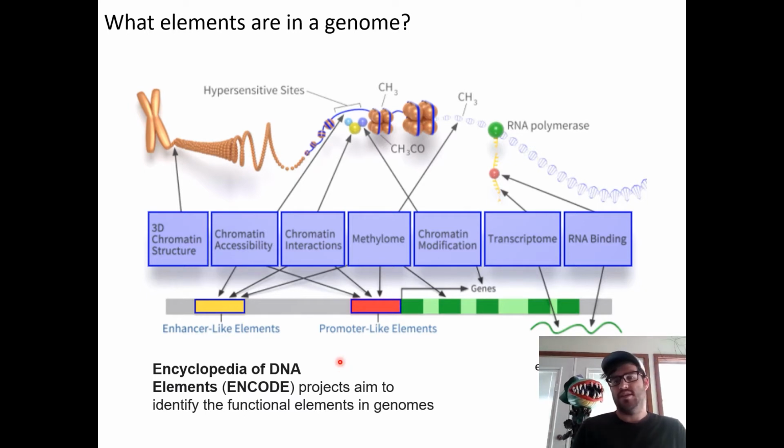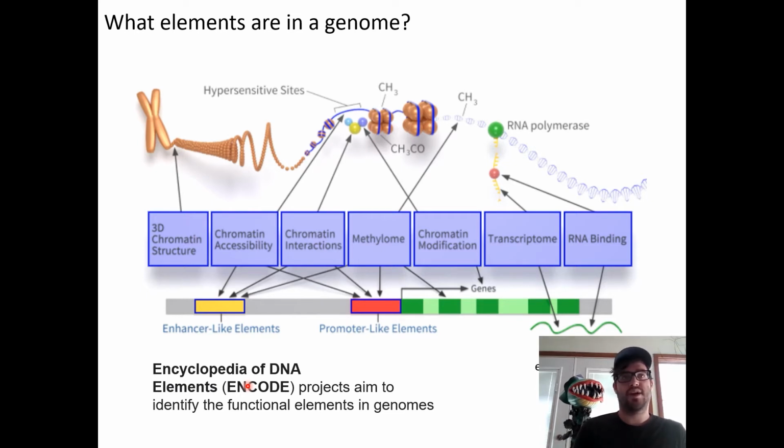For the last 20 years after we sequenced the human genome, the next question was, well, what's in the human genome and what is it doing? And so this is an ongoing project called the ENCODE project, which stands for the Encyclopedia of DNA Elements. This was a project that aimed to identify the functional elements in the human genome. This project has been underway for decades. I don't know what the total cost is, probably on the order of billions.